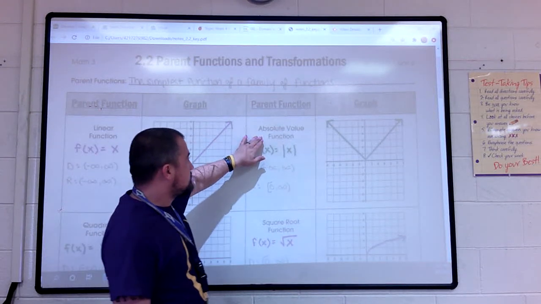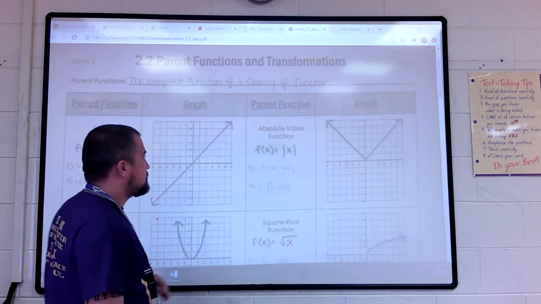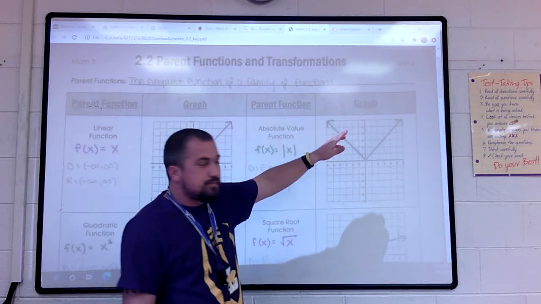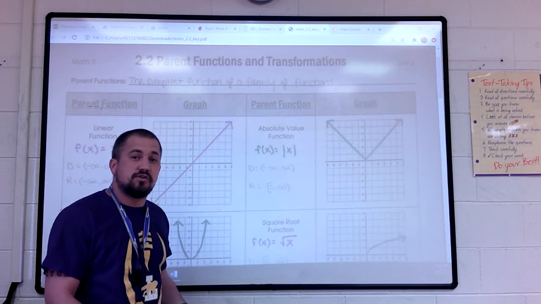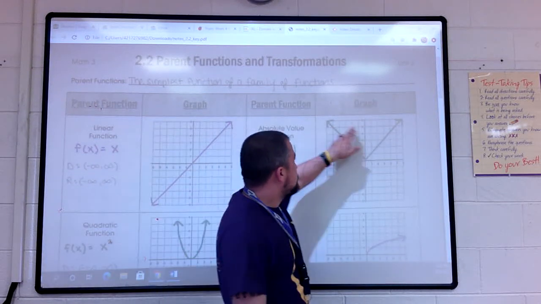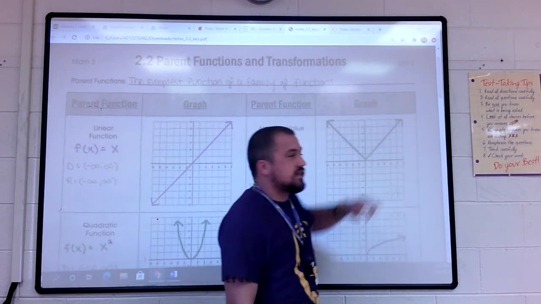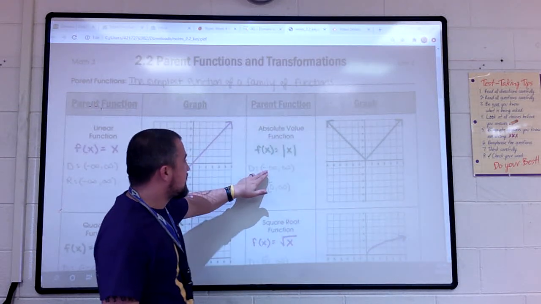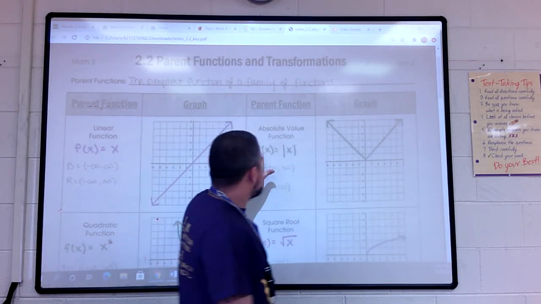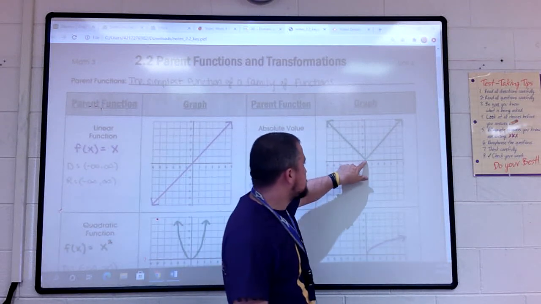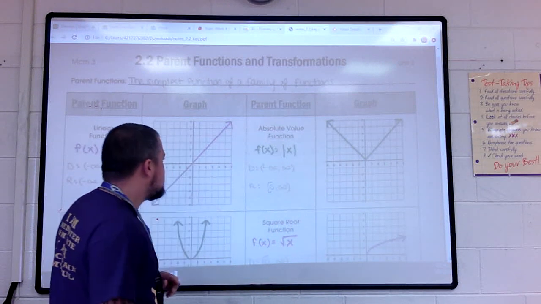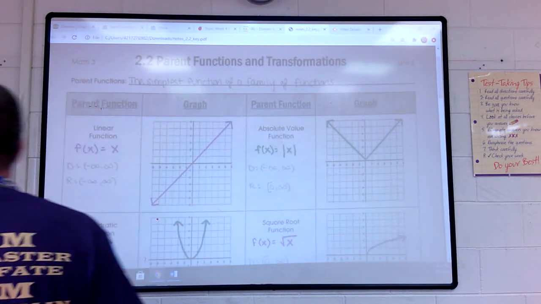Our second parent function is an absolute value function. This is y equals the absolute value of x. It is a V shape when you graph it. You can use Desmos to graph any of these, or your graphing calculator. The domain of an absolute value function goes left and right forever, so it is from negative infinity to positive infinity. The range of the parent function stops at 0 and goes to infinity. So the range goes from 0 all the way up until infinity.